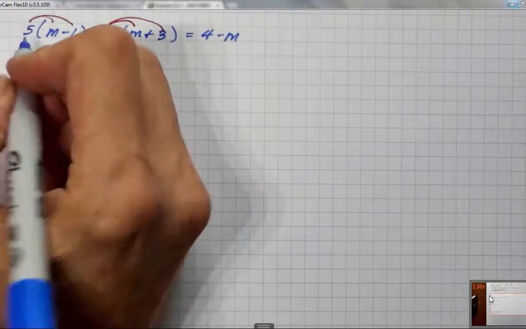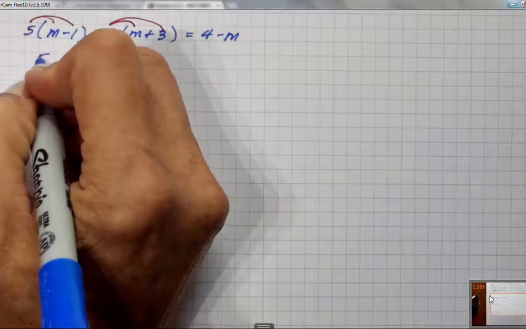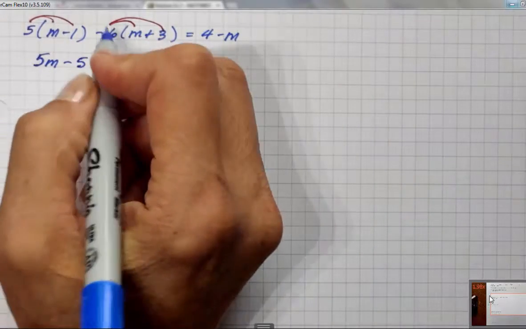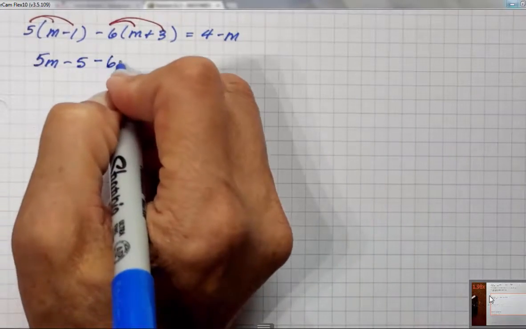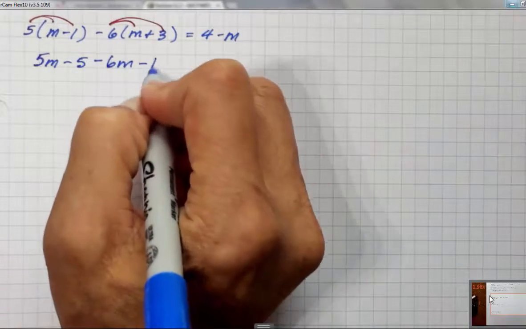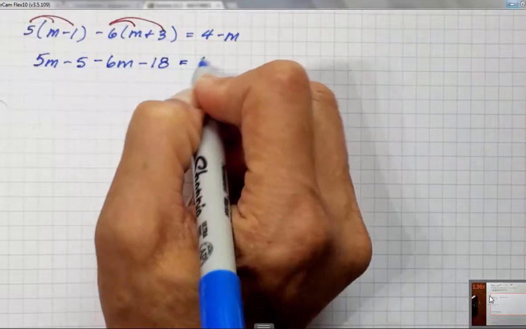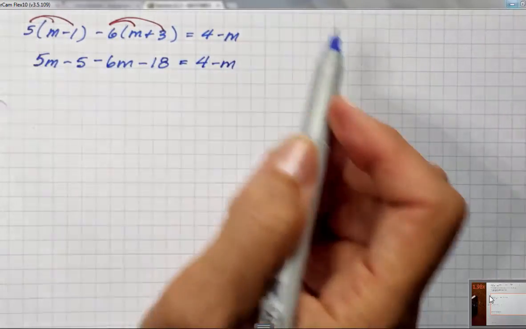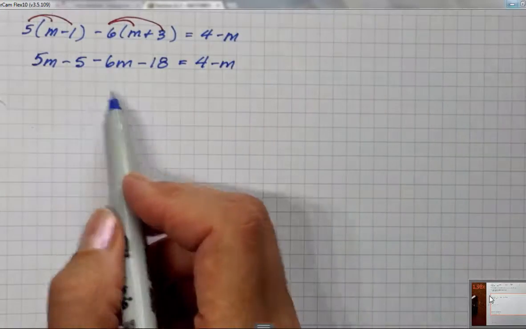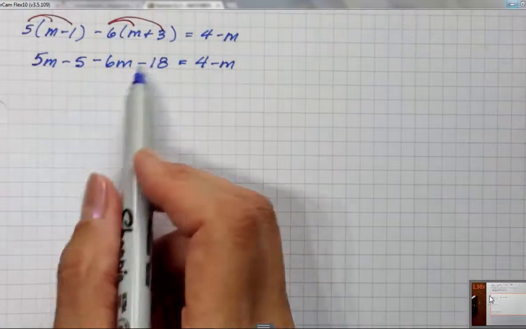So multiplying through, we end up with 5m minus 5, -6m, and then a -6 times a +3 gives me a -18. Next step is to combine like terms on the left side. Before we start to add or subtract from side to side, we want to simplify.